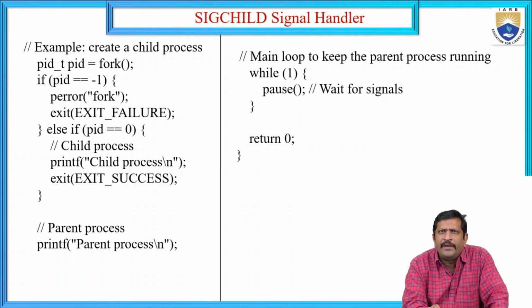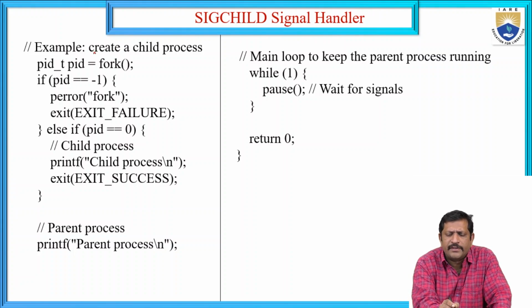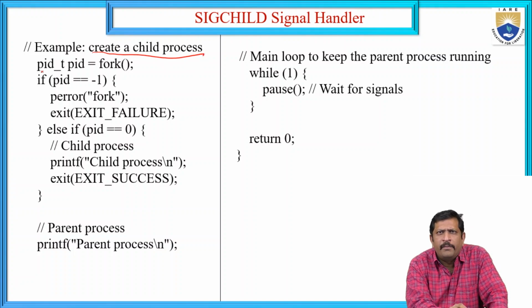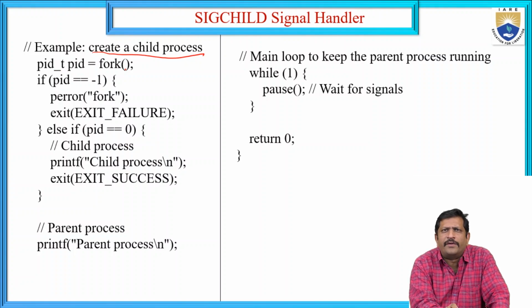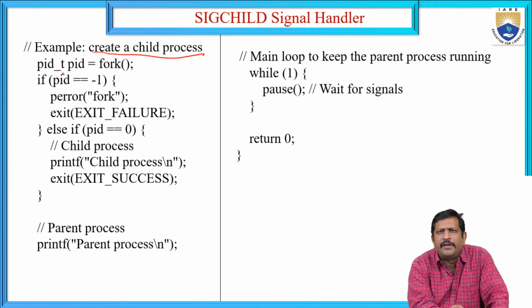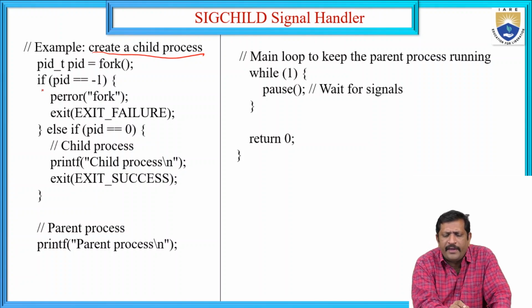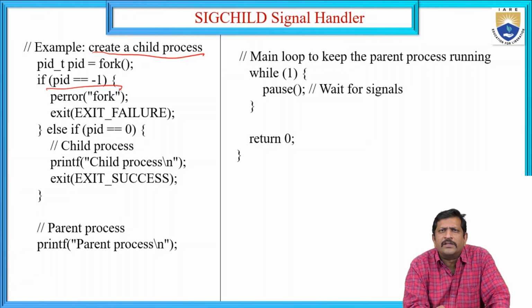For example, creating a child process. Here we are creating a child as a process. That means pid_t pid, with fork as a function. The fork function can be assigned to pid_t pid. Here if pid is equal to -1, pid is equal to -1, now fork will be an error.